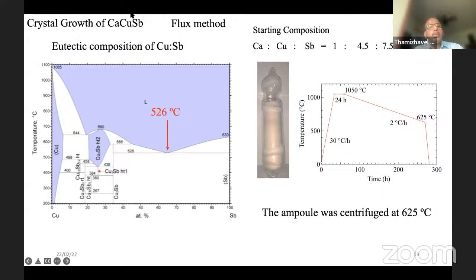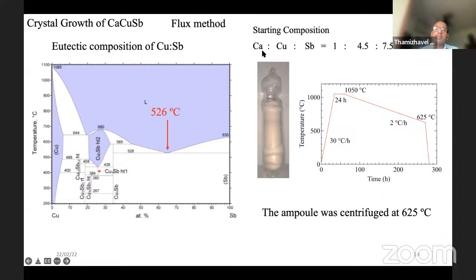But when we grow the crystal with excess antimony as flux, one of the problems is that the calcium antimony phase is very easy to crystallize, and we are getting those crystals. So in order to avoid that, we have to increase the concentration of copper. And when we looked at the copper antimony phase diagram, we found that copper and antimony have a eutectic composition at around 526 degrees centigrade. And we can take advantage of this eutectic composition to grow the single crystals of calcium copper antimony.